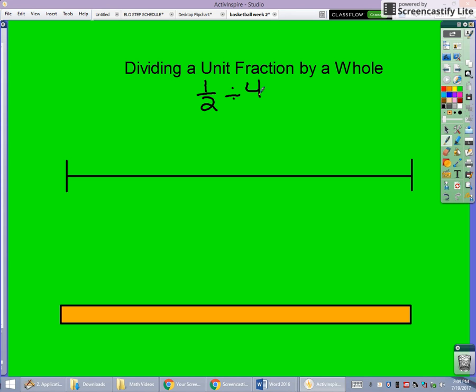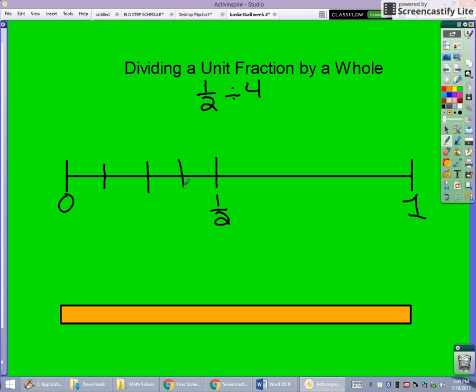I know since I am just dealing with 1/2 that my number line can be from 0 to 1, and I will partition it in the middle and label it as 1/2. I need to partition my 1/2 into 4 equal parts because that's what my divisor is telling me to do. So I'll go ahead and partition this into 4 equal parts.